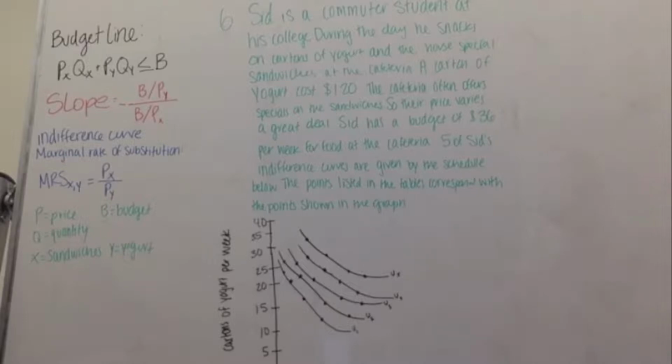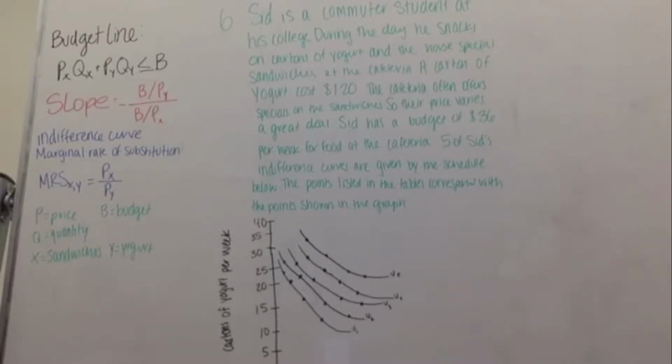Sid is a commuter student at his college. During the day, he snacks on cartons of yogurt and the house special sandwiches at the cafeteria. A carton of yogurt costs $1.20. The cafeteria often offers specials on the sandwiches, so their price varies a great deal. Sid has a budget of $36 per week for food at the cafeteria.